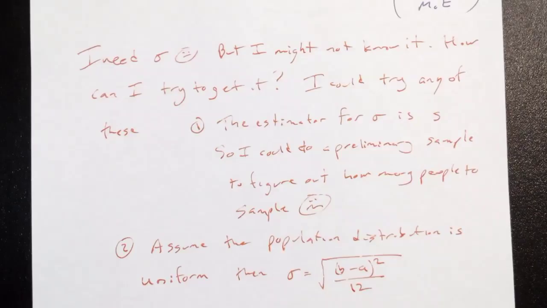But wait a second. What are A and B? Exactly. So if I know what the high and the low are out of my distribution, what's B? That's the biggest possible value. What's A? It's the smallest possible value.